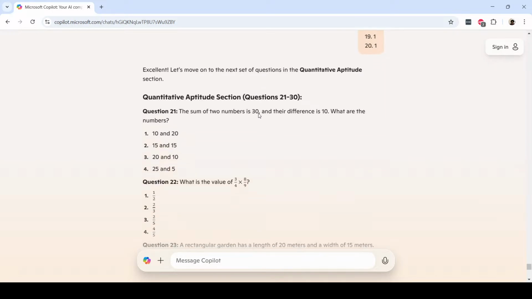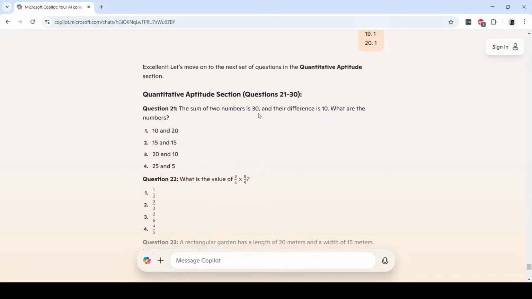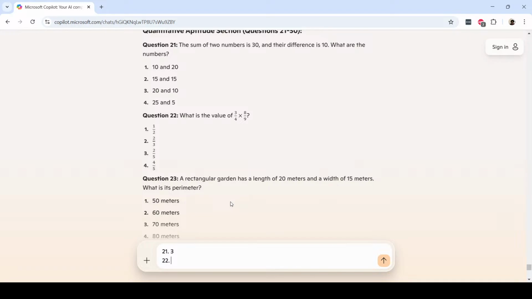Okay, the sum of two numbers is 30 and their difference is 10. So a plus b equals 30, a minus b equals 10. What are the numbers? Simple, 10 and 20, or 20 and 10. What is the value of this? Okay, so 2 by 3.